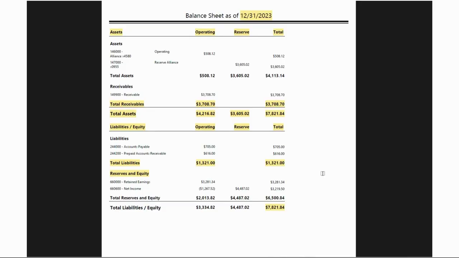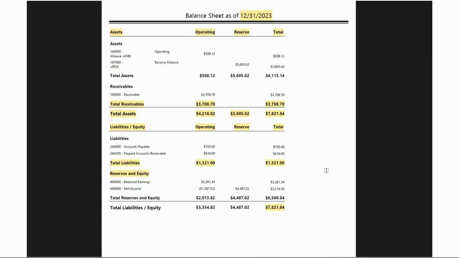Retained earnings are the balance of net income less losses over the years the association has been in existence, profits retained by the association. It is not indicative of how much cash the association has, but represents how much unobligated cash the association has. Net income is the total of excess income over expenses.